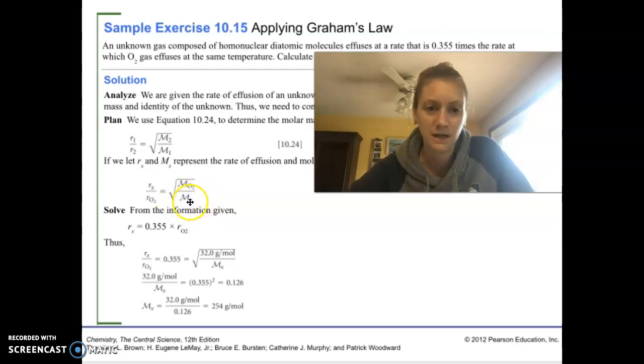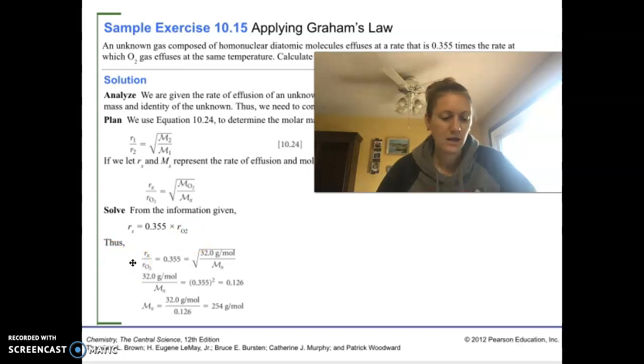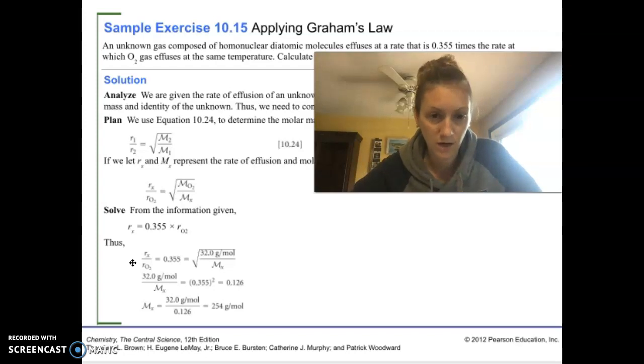So this is like our big X here, our unknown. So we know that Rx is going to be 0.355 times faster than the diffusion of O2, so RO2. Therefore, you can say that Rx over RO2 equals 0.355, which will then equal the square root of the molar mass of oxygen, so 32.0 grams per mole, divided by the molar mass of our unknown.